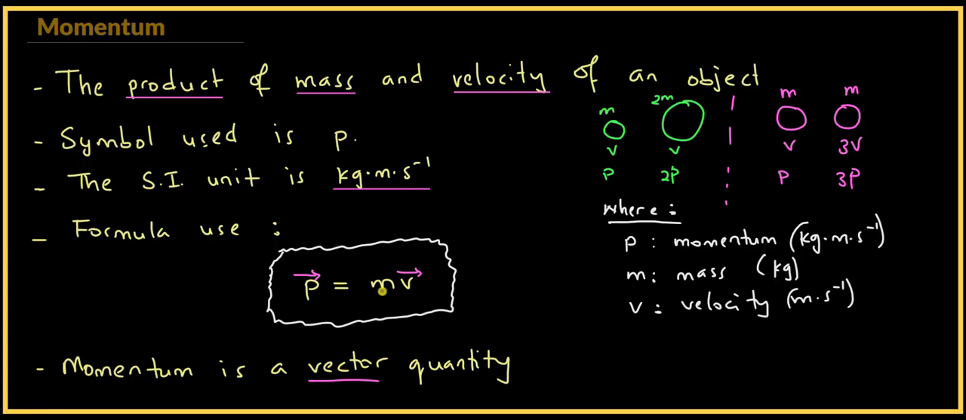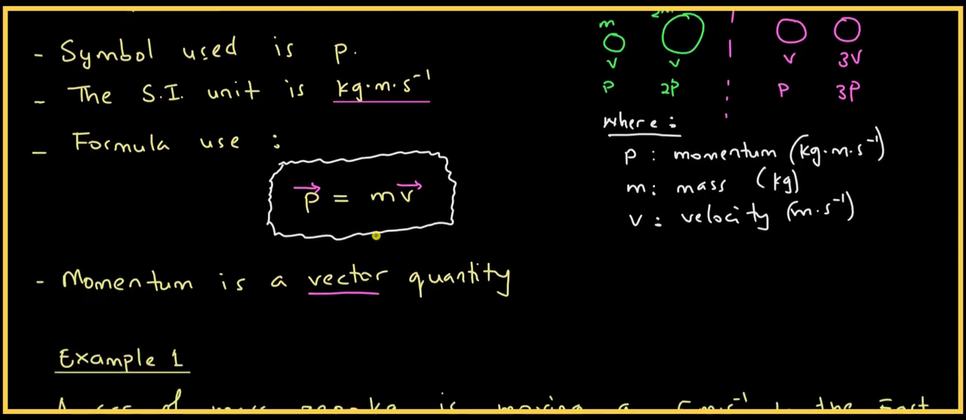If you double the mass of an object, you also double the momentum of that particular object for as long as you maintain the velocity. If you double the velocity, you're going to double the momentum of that object if you maintain the mass the same. And the same also works by reducing. You reduce the velocity of an object, the momentum will also reduce. Okay. Now let's look at examples.